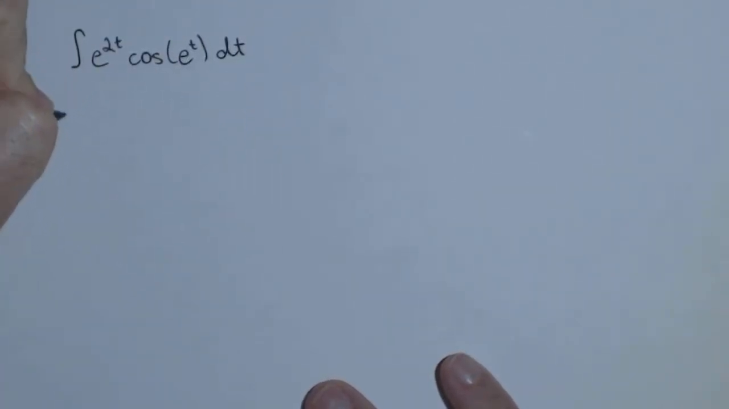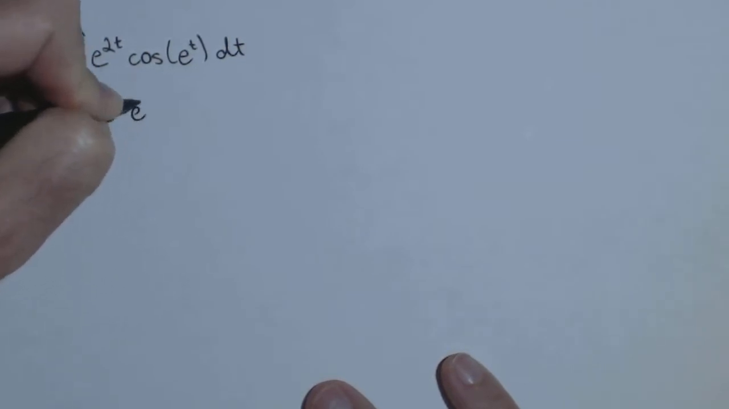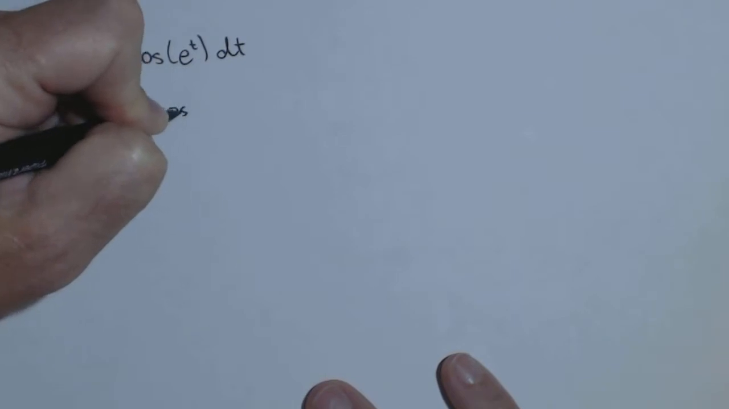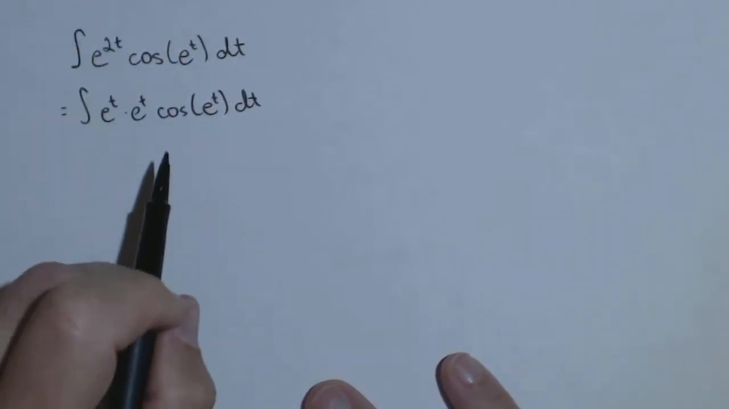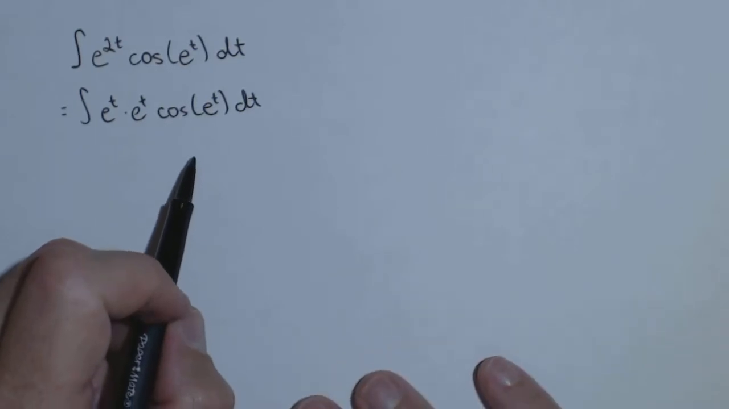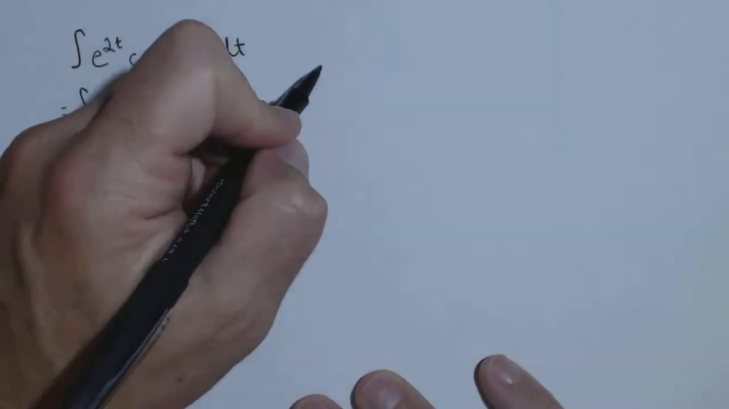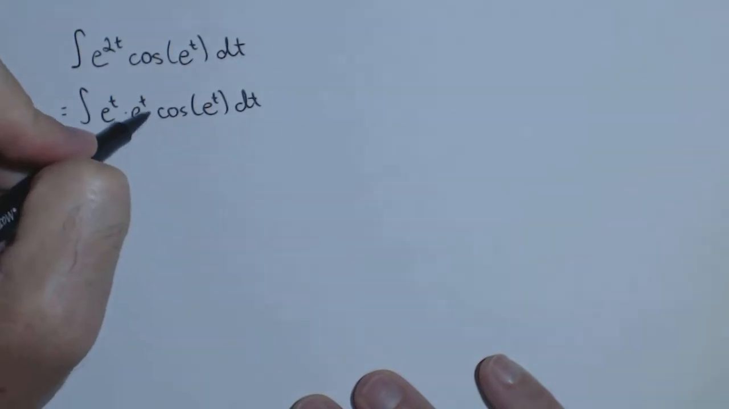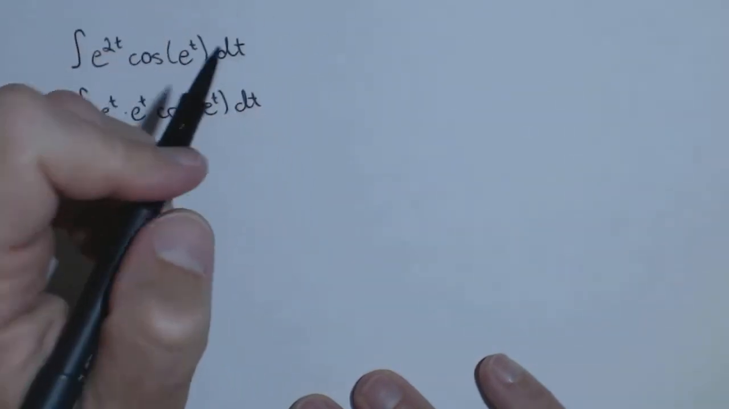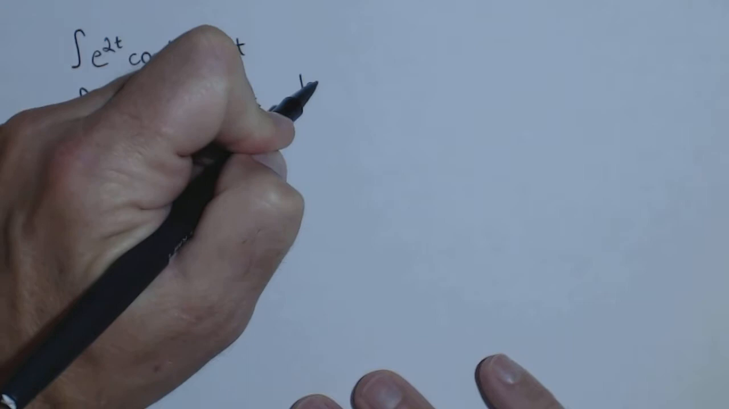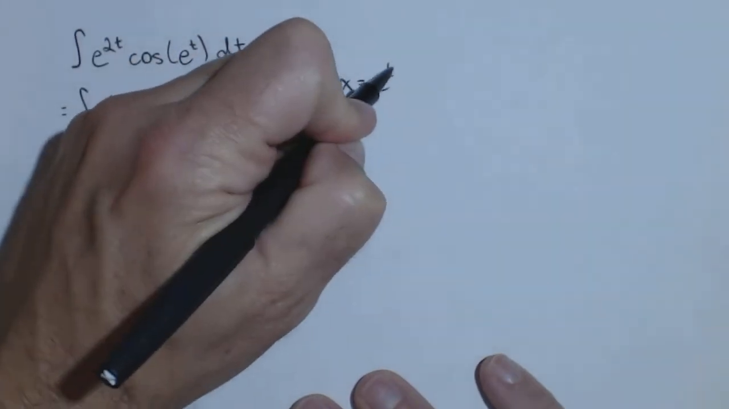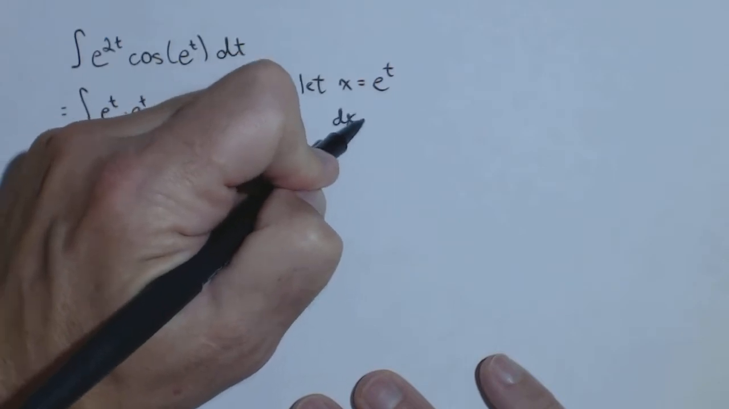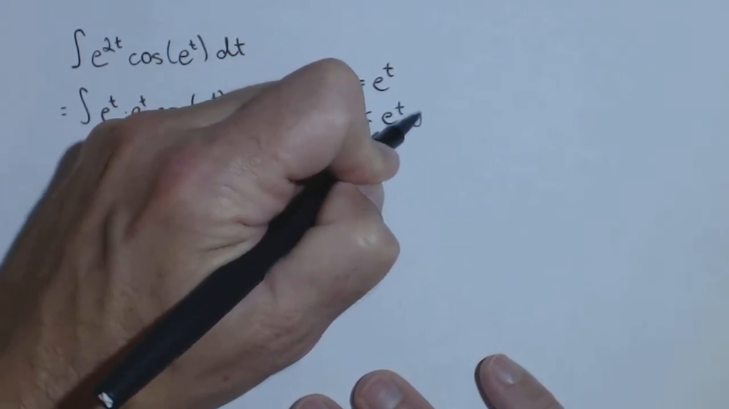because we can rewrite this integral as e to the t times e to the t cosine of e to the t dt. Now, it may not be obvious why that's helpful just yet, but we're going to use a u substitution, but then an integration by parts. So I am going to use something other than u. I'm actually going to use x for my substitution, and I'm going to let it be e to the t, and then my dx is very straightforward. It's e to the t dt.